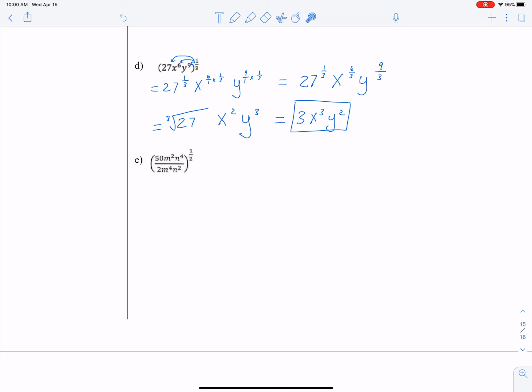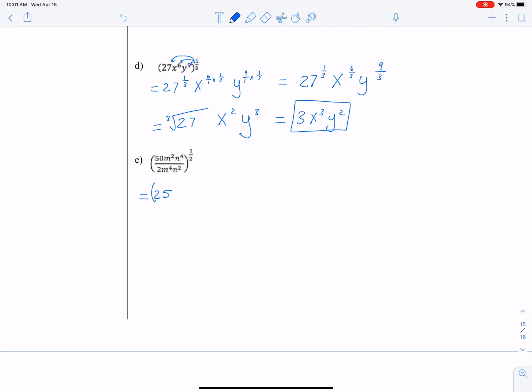Either one is fine. I think that you want to have to do the least number of fraction exponents that you can. So in this case, I'm going to simplify inside the brackets first. So let's see what I have to work with here. I have 50 divided by 2. So in terms of bases, these are the only whole numbers. This is an m, an n, an m, an n. So 50 divided by 2, I can simplify that right away to be 25.